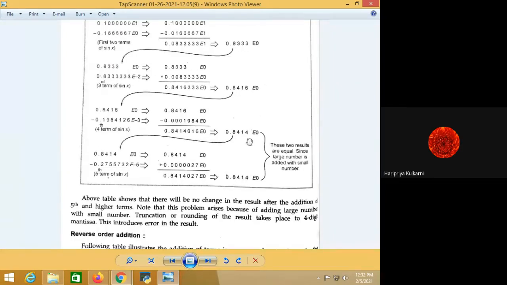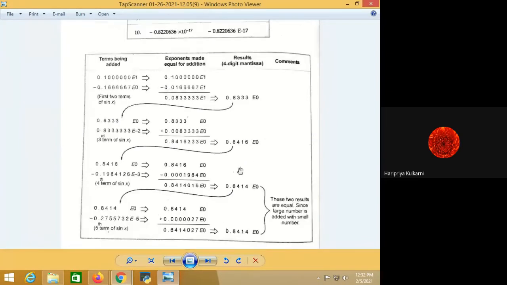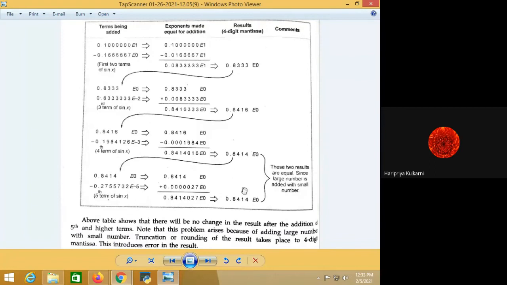So if you observe these two terms, we are getting the same answer. Every time I get the answer, I'm converting it to E0 so that I can compare them. Okay. So if you compare, here is some difference you can observe. It is 0.833, it is 8416. Here it is 8414. Still there is some difference, but here it is exactly the same up to 4 digits. Okay. And we can say that there is no change in the answer after the addition of the fifth term. Up till now, we have added only the first five terms together.